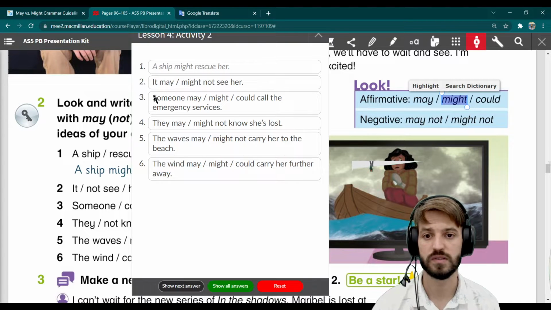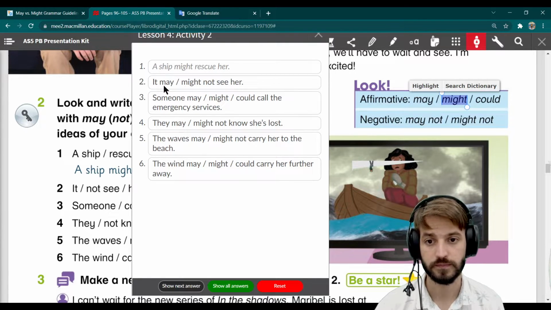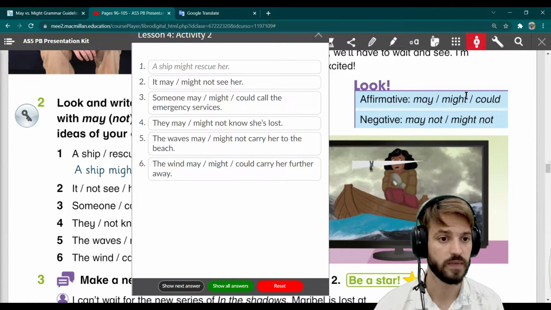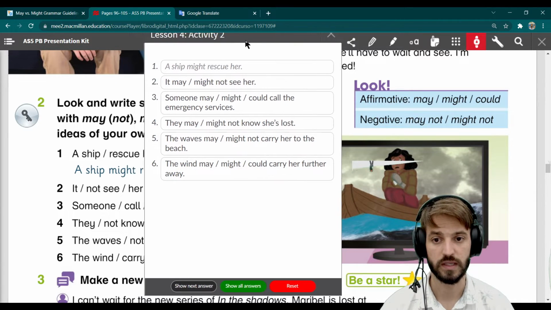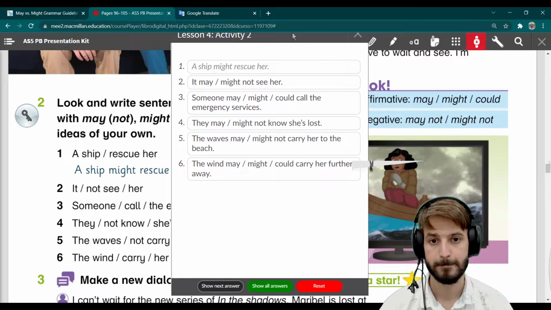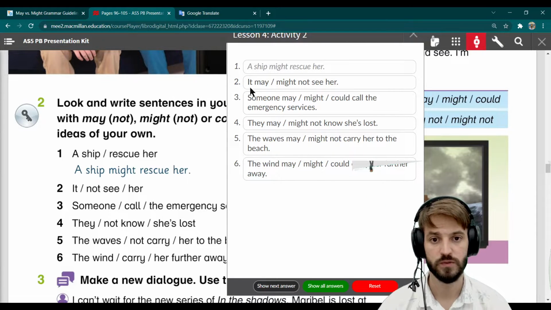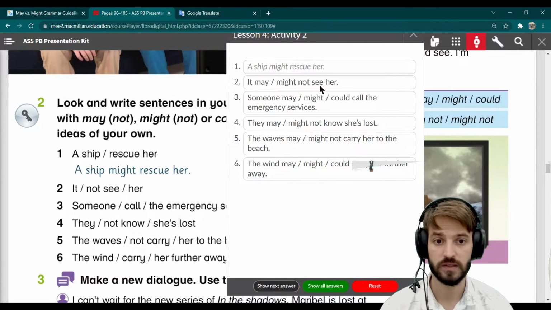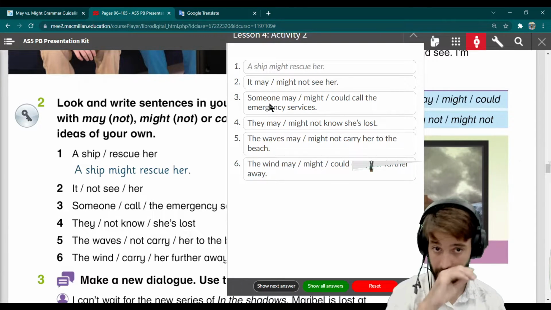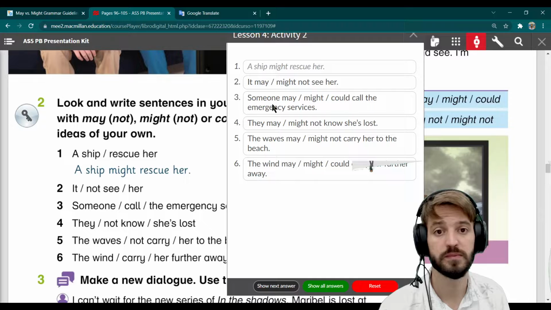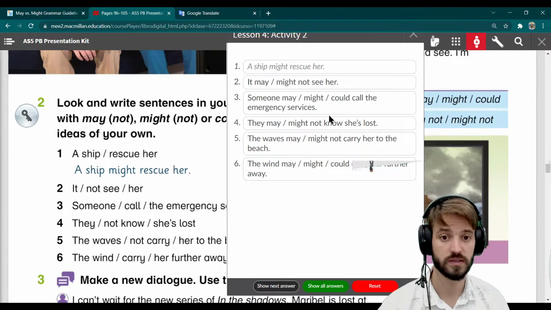But here we just want to see, it may or might not see her. We're just looking for them. May, might, could, and may not, might not. Okay, so we're just looking at the answers here. Number two, it may, or it might not see her. It may not see her. It might not see her. Someone may call the emergency services. Someone might call the emergency services. Someone could call the emergency services.